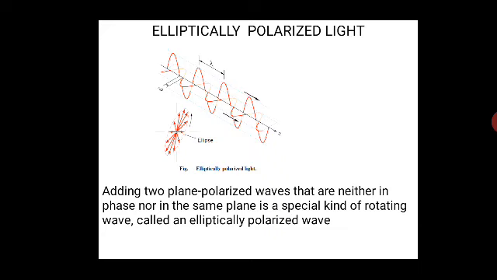The second one is elliptically polarized light. When two plane polarized waves, which are neither in the same phase nor in the same plane, are combined, a special kind of rotating wave can be observed. Such a wave is called an elliptically polarized wave.